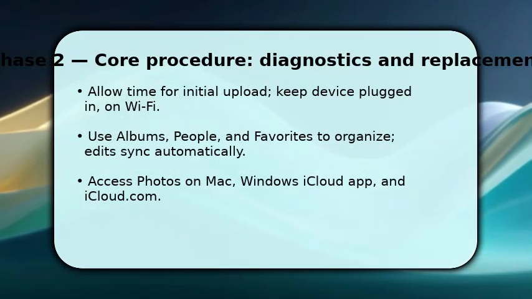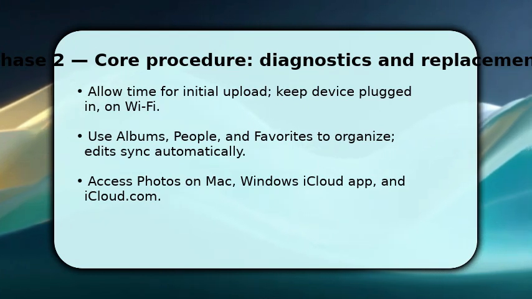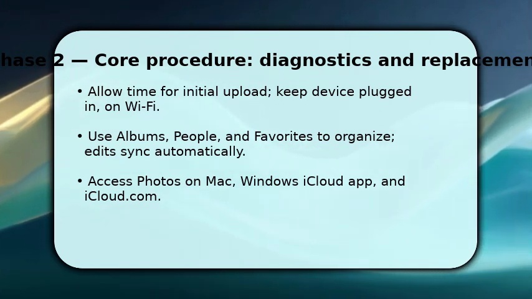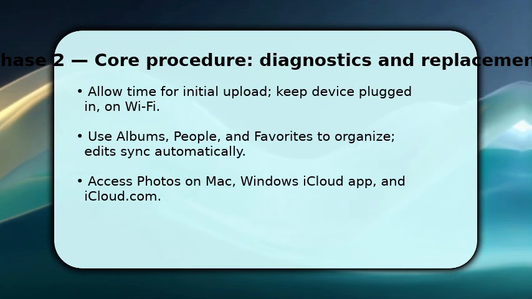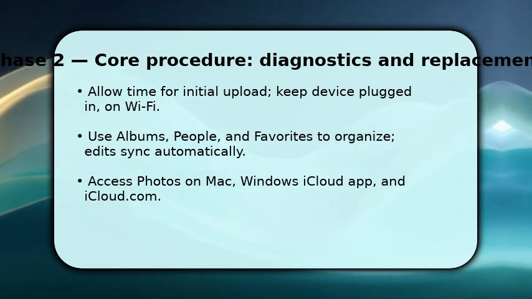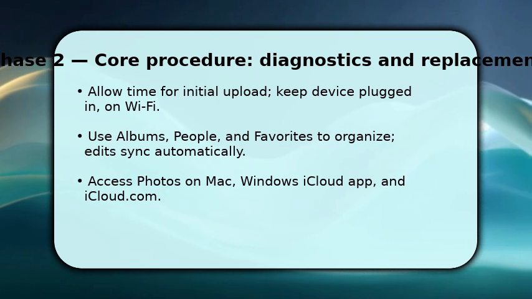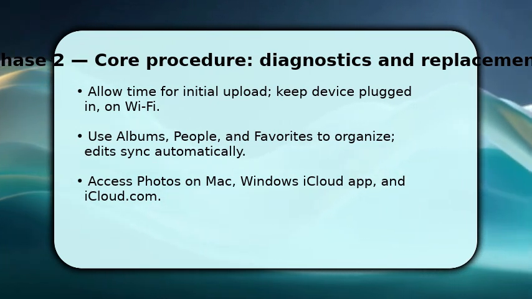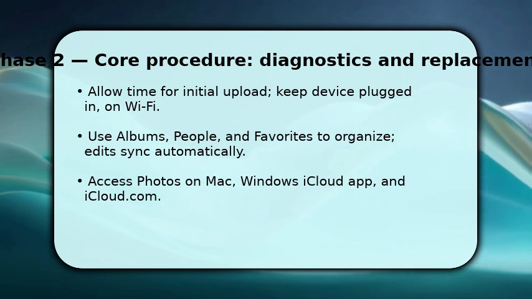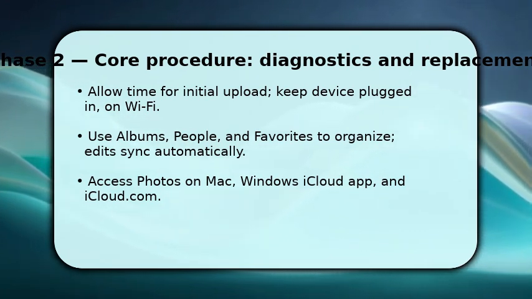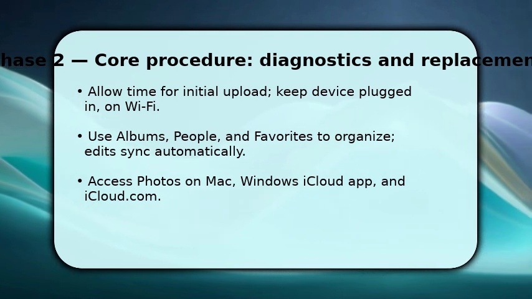Once your library begins uploading, keep your device plugged in and on Wi-Fi so the initial sync completes without interruption. On each device, organize with albums, people, and favorites. These labels sync across devices, which helps you find images fast. When you edit a photo, changes propagate automatically, so you don't need to reapply adjustments.